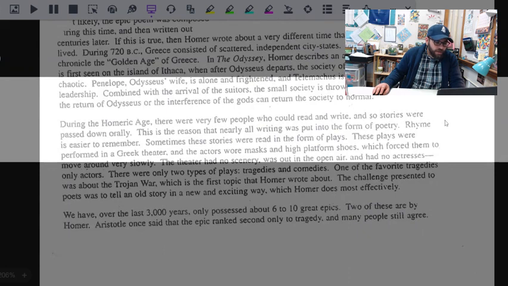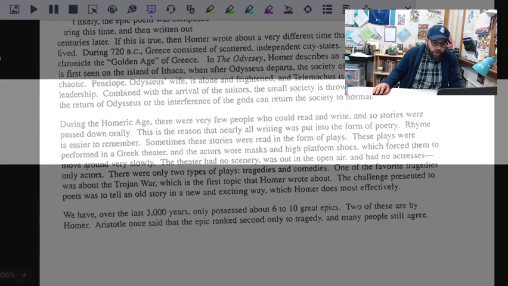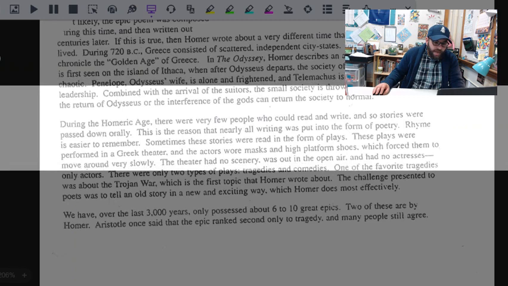During the Homeric age, there were very few people who could read and write, and so stories were passed down orally. This is the reason that nearly all writing was put into the form of poetry. Rhyme is easier to remember. Sometimes these stories were read in the form of plays.